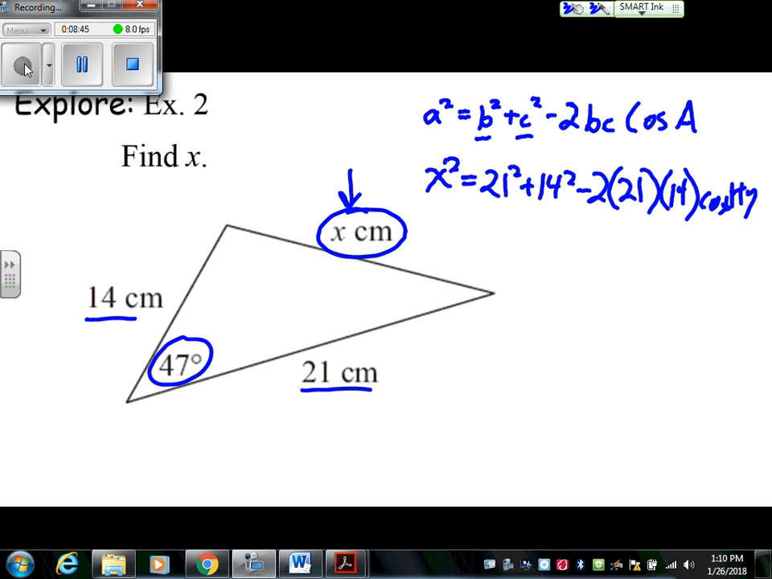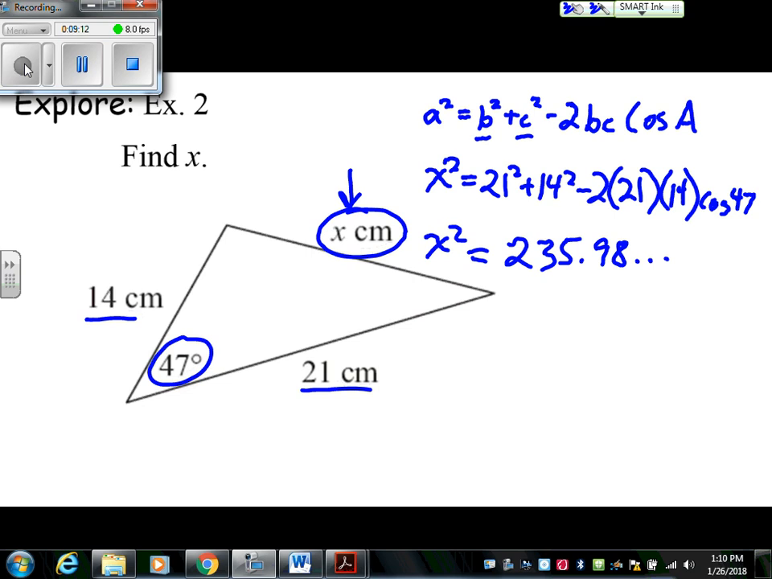So now we're just going to punch all this into the calculator again. Let me see if I can clean up that. So cosine of 47. There it is, better. All right, so we punch all this into the calculator, and we end up with x squared is equal to 235.98, on and on and on.